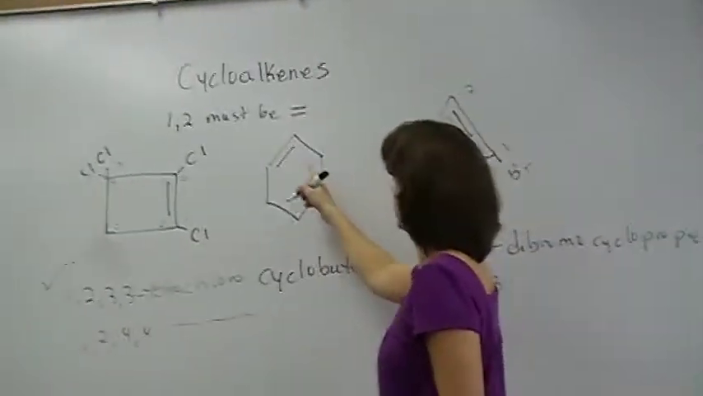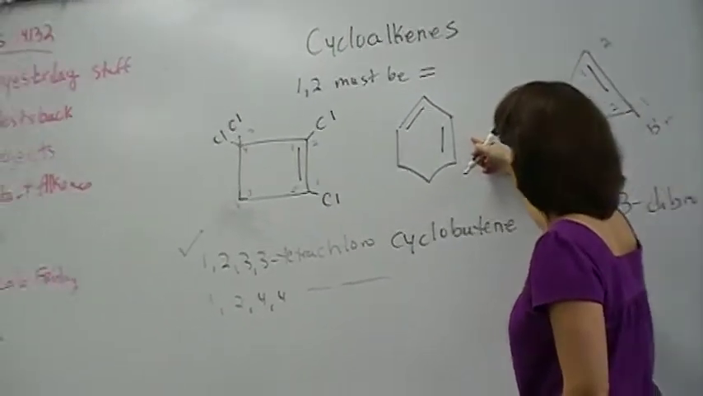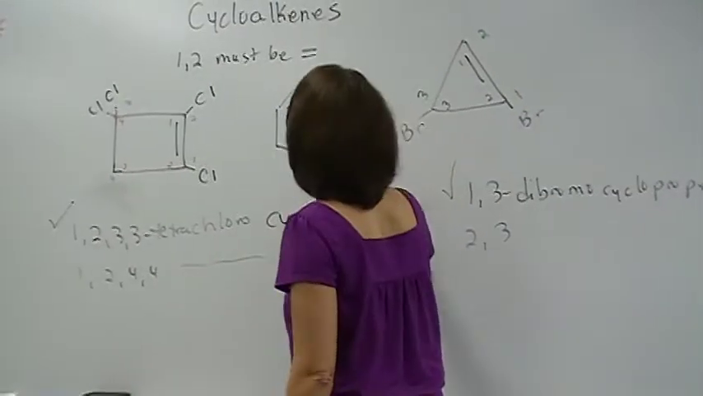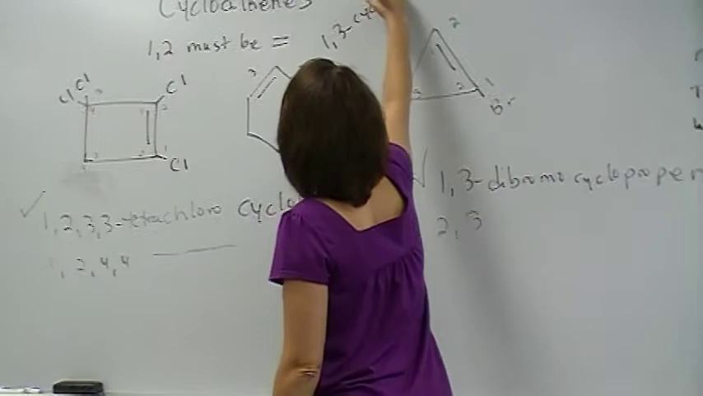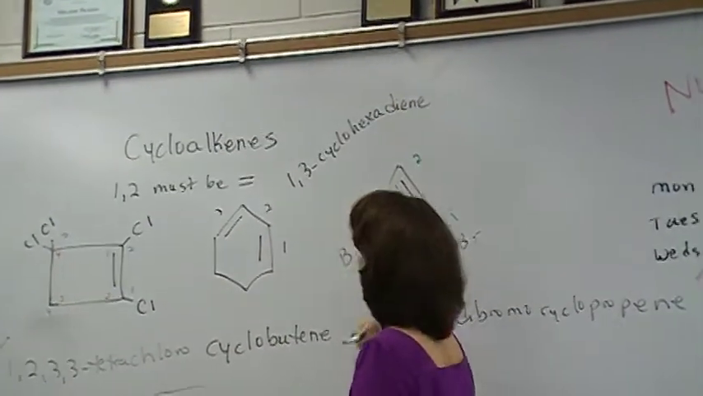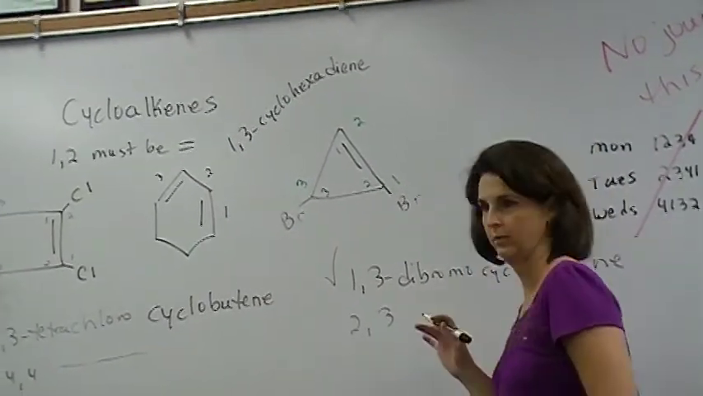Okay, here's one that's got 2 double bonds. All you do is pick a side to start with, like you're numbering the bonds. I'm not putting side groups on here right now. You're going to call this 1,3-cyclohexadiene. I've thrown everything at you that I could.